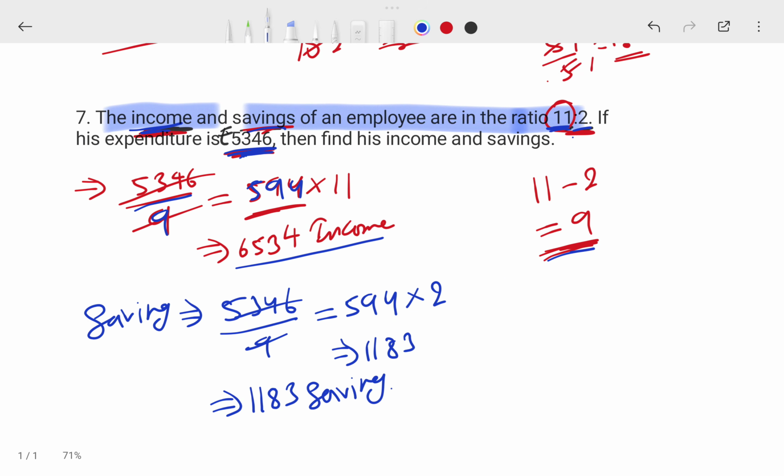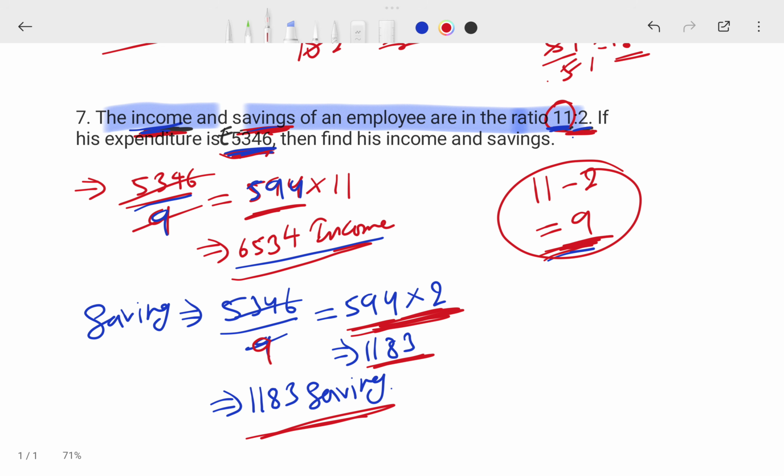It's very simple. What did I do here? If I subtract, we got 9. I divided by this particular number and got 594. In this one, what is the ratio of saving? The ratio of saving is 2, sorry, not 2 rupees, it's 2. So I multiply and we get the saving. It means our saving is this and our income is this. If you add income plus saving, the value will be the same.